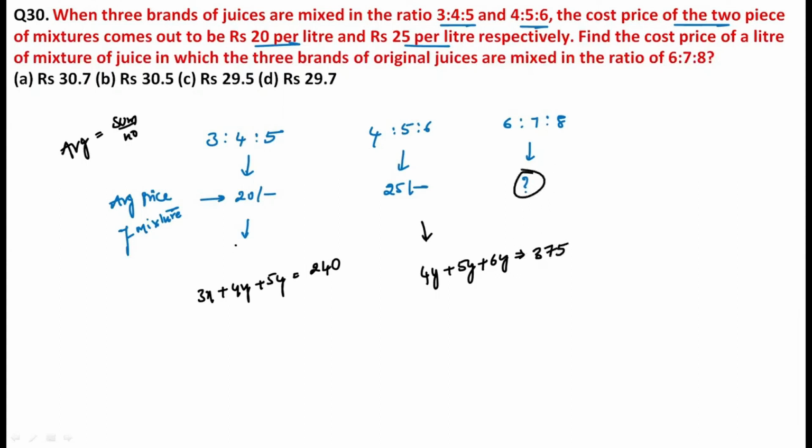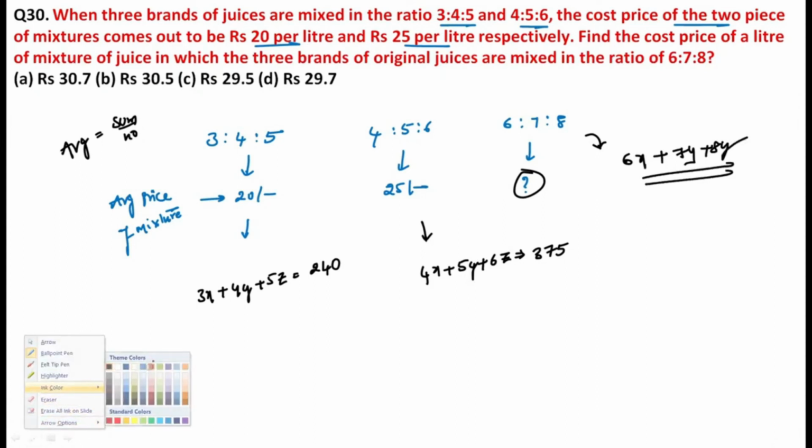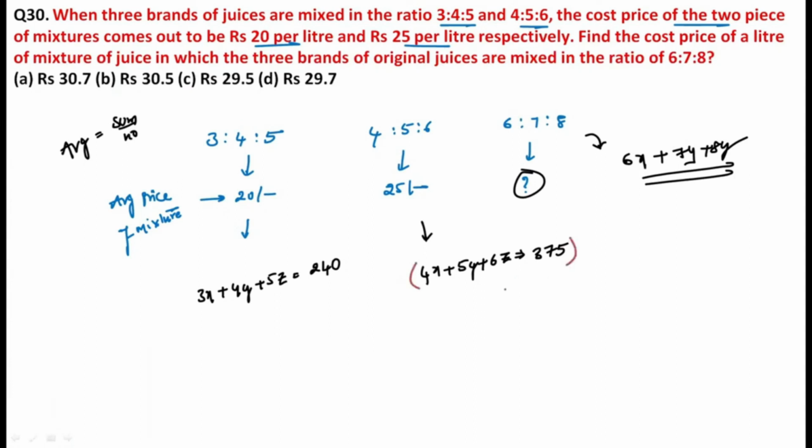Now what is the price of these values? Guys, we want the ratio of 6 is to 7 is to 8. All are different mixes, no? X, Y, Z. Now you want the mixture of 6x plus 7y plus 8z. What is the respective price? If you want this equation, you just observe that you can multiply one equation by 3 and the other by 2. Now you can get these values.